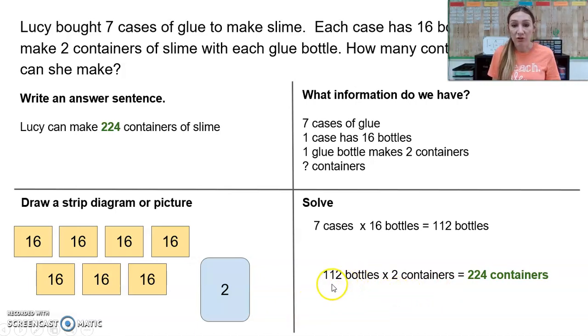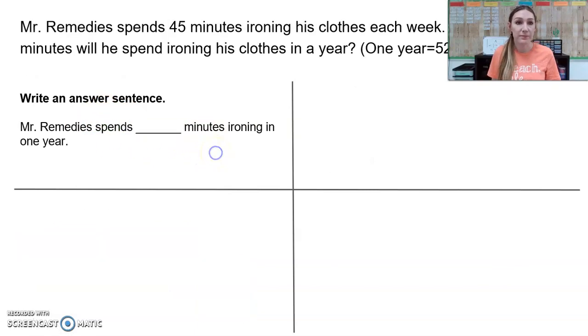So our equation would be 112 bottles times 2 containers equals 224 containers of slime. So then we'll just go ahead and put our number back in our answer sentence, and our answer sentence can read, Lucy can make 224 containers of slime.